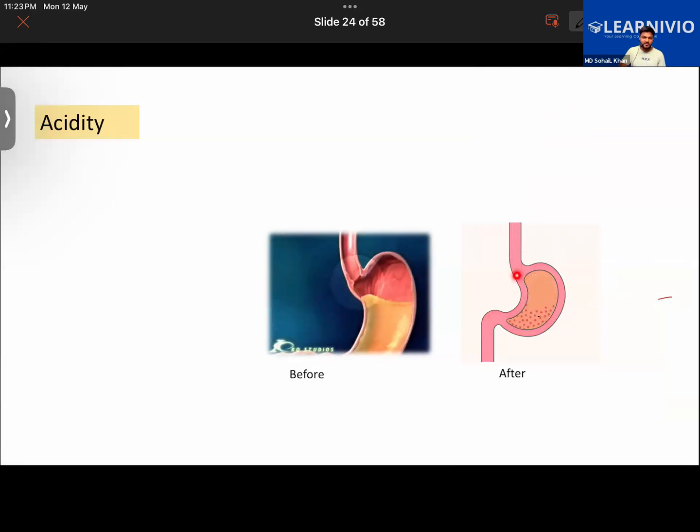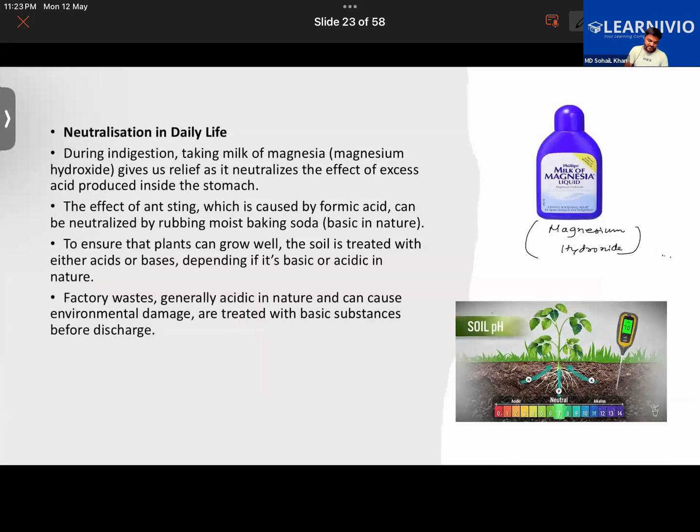As soon as we take it, either in the form of tablets or in the form of solution, it will react with the acid, neutralize it, and then we get relief from the problem. Before, there was excessive release of acids, and those acids can go back into the food pipe, which sometimes gives a burning sensation in the chest. We will get relief from it once we take antacids. So magnesium hydroxide is basically an example of an antacid. Antacids are kind of medicines that give us relief from acidity.